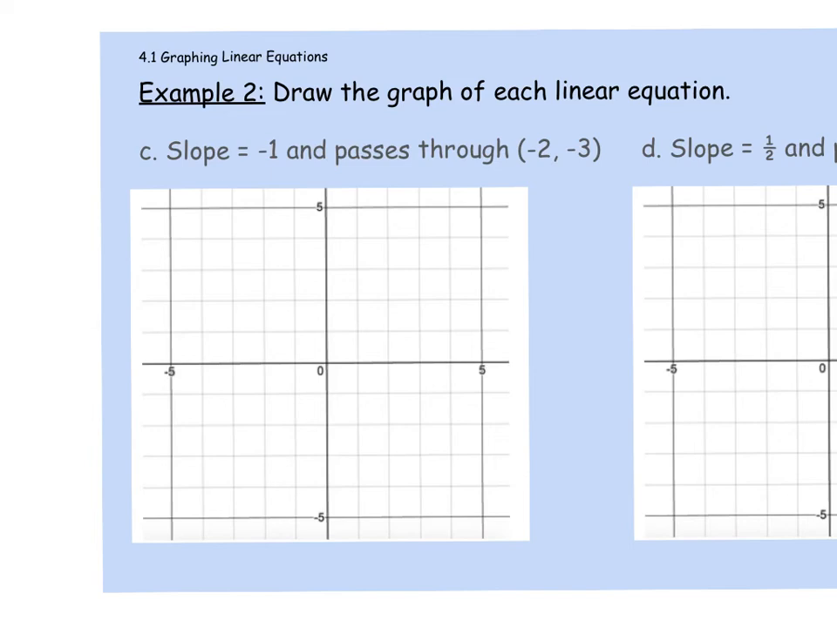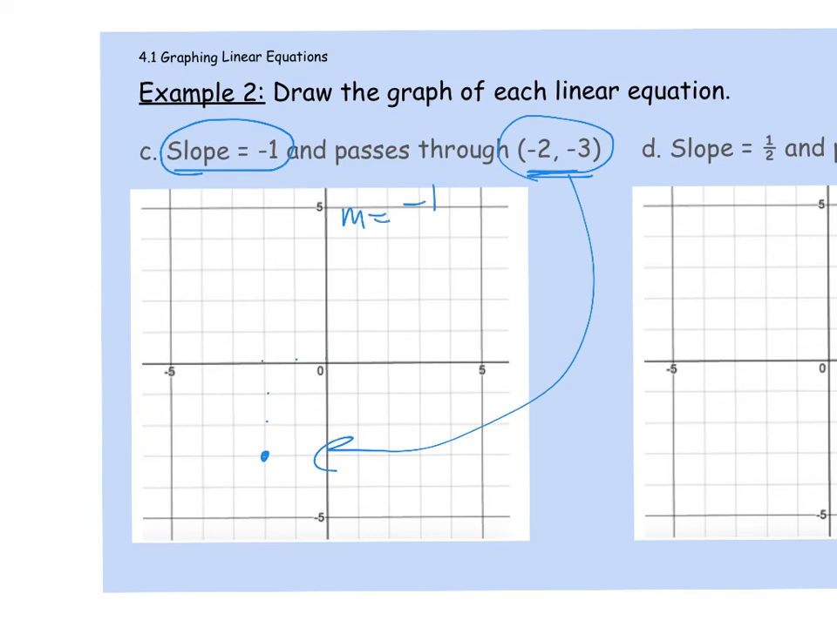Okay, now it says draw the graph of each linear equation if it has a slope of -1 and passes through the point -2, -3. So they're not giving you the y-intercept here. They're giving you a point, which you graph first. That's -2 on the x, -1, 2, 3 on the y. So there's the point -2, -3. And then the slope is -1. Now, that's -1 over 1 if you write it as a fraction.